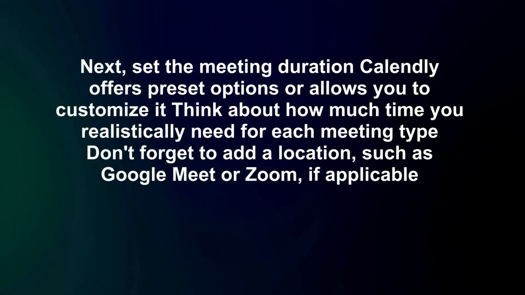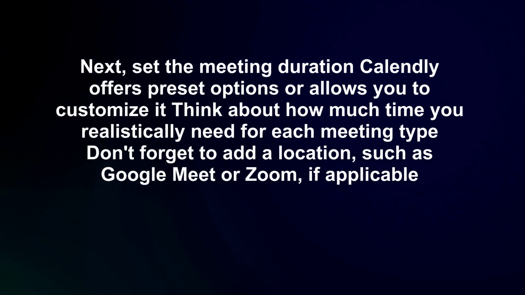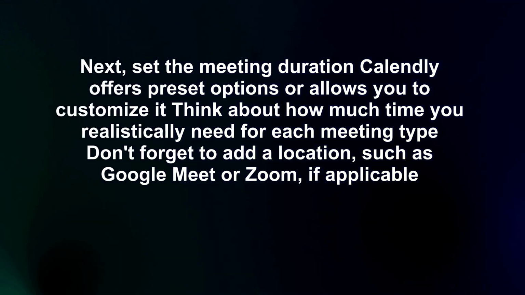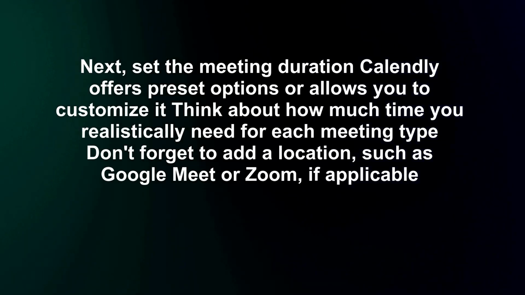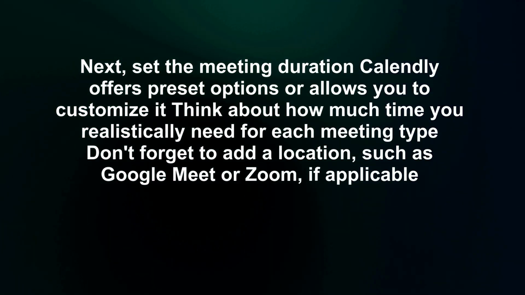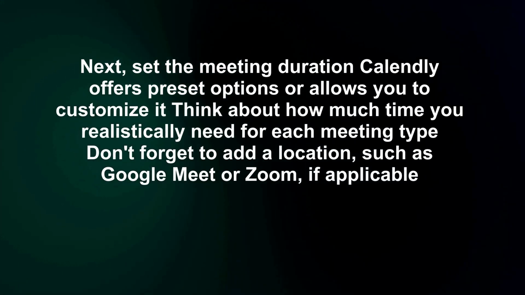Next, set the meeting duration. Calendly offers preset options or allows you to customize it. Think about how much time you realistically need for each meeting type. Don't forget to add a location, such as Google Meet or Zoom, if applicable.